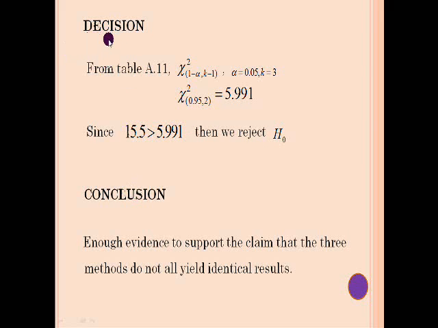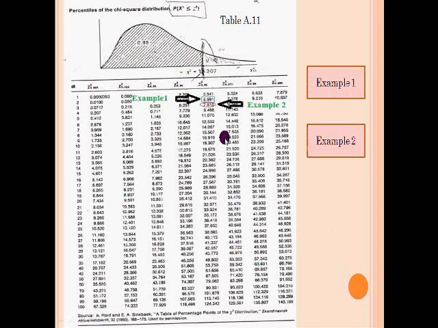In decision making, we will refer to the chi-square table. We know that the alpha is equal to 0.05 and the treatment is 3. So 1 minus 0.05, we get 0.95, and K minus 1, we will get 2. So we use this chi-square 0.95 and 2, we refer to the table. We get 5.991.